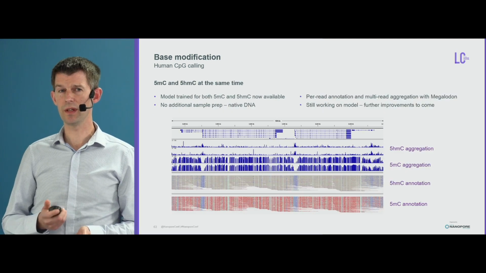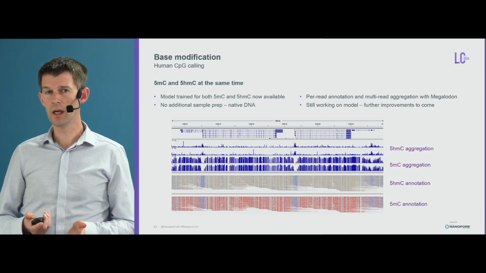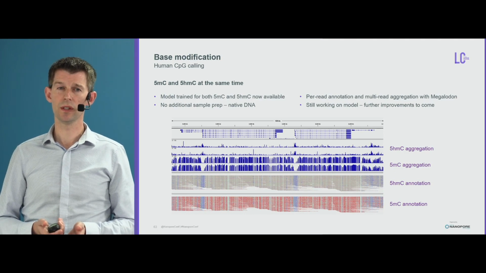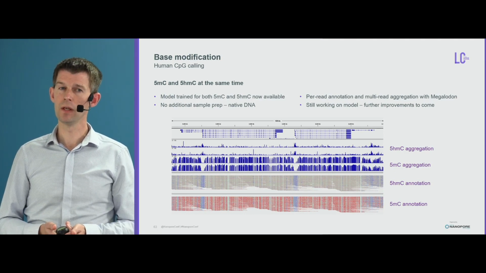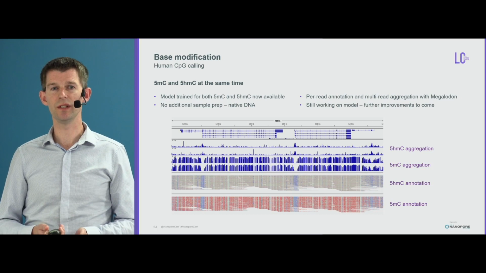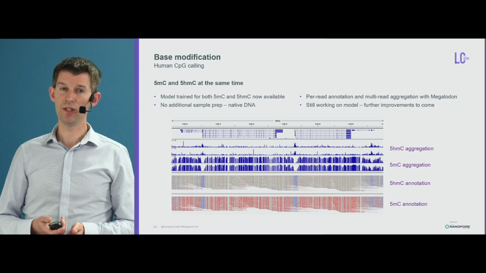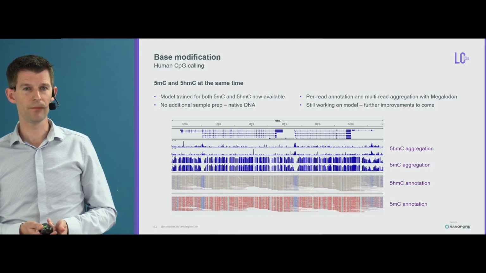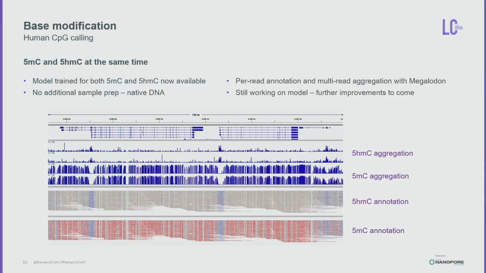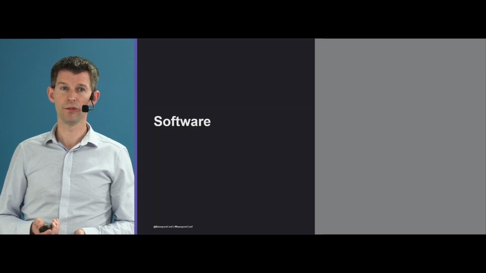But it's not just 5-methyl-C you can see, it's all in there in the signal. So we can also teach our base callers to see 5-hydroxymethyl-C. So we've now got a model that's trained for both 5-methyl-C and 5-hydroxymethyl-C, as well as the other 4 bases. And we apply that again to the same data. And you can see that in the aggregated plots there, the 5-hydroxymethyl-C signal is associated with transcript start sites. And as we understand it, that's consistent with the biology there. So you've got your SNPs, your SVs, your assemblies, and now your base modifications, all from the same data, perhaps from one PromethION flow cell.